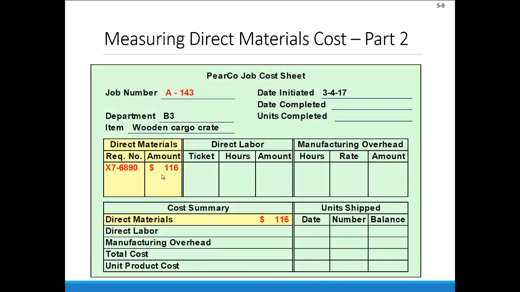So that's what should flow through to that job cost sheet we spoke of a minute ago. Just on an ongoing basis, as materials are requisitioned, called upon, in other words, for any particular job, we should have this running total of the materials used for that job on this job cost sheet.